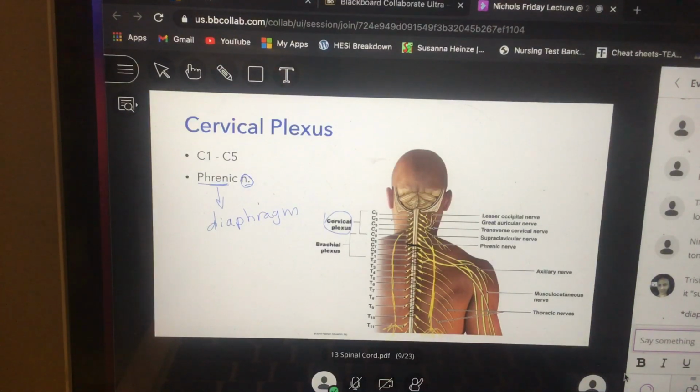But what can still work? The phrenic nerve comes out up at C4, C5. What can still work even if you sever the spinal cord that high up? The diaphragm. The diaphragm can still get innervated, so people can still breathe. Even if you've severed the spinal cord, you can be quadriplegic and still have a functioning diaphragm. All right, let's look at the next plexus.